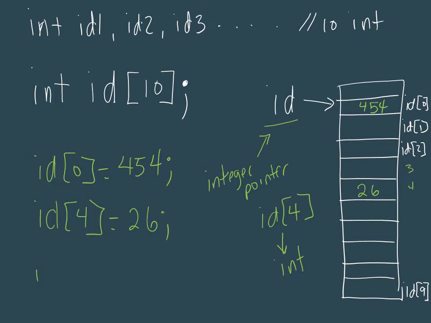I could do math to it. I could say ID at index 5 equals ID at index 4 plus 10. So what that would do, it would go to ID at index 4, take that 26, add 10 to that, and assign that result to ID at index 5, which would be a 36. So I'm still just assigning one at a time, and that's perfectly fine. But another way to do it, I'm going to go to the next slide, is you can declare and initialize all the values at once.